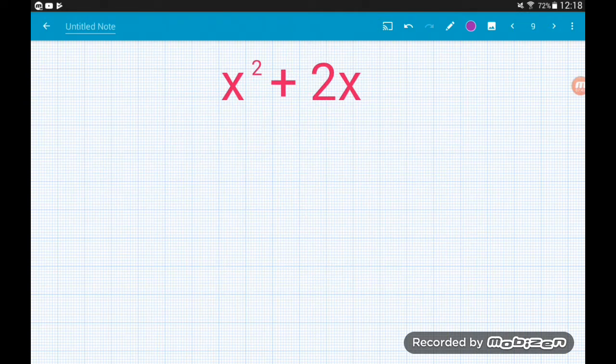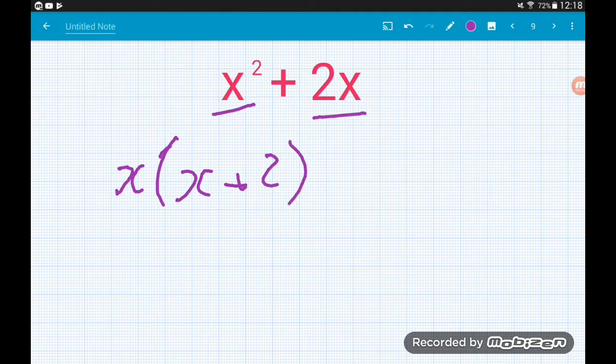Okay, x squared plus 2x. So we've got something different going on here now. We've got a different type of common factor. It's not a numeric factor, it's not a number, it's an algebraic factor. So what goes into x squared that also goes into 2x? Well, remember, x squared is saying x times x, and 2x is saying 2 times x. So our common factor here is x. So we're going to put an x on the outside, and then divide the expression by x. So x squared divided by x gives us a single x, and 2x divided by x leaves us with 2.